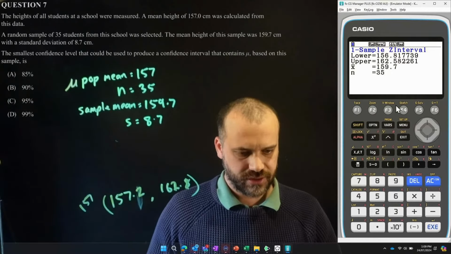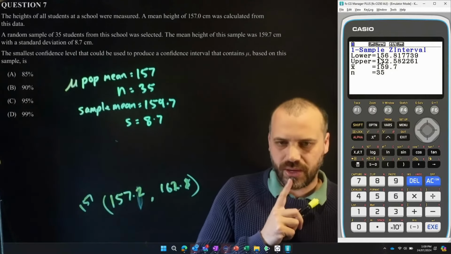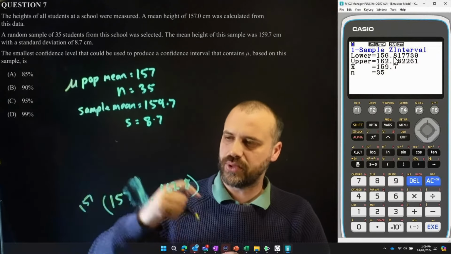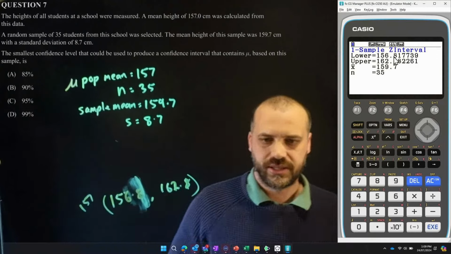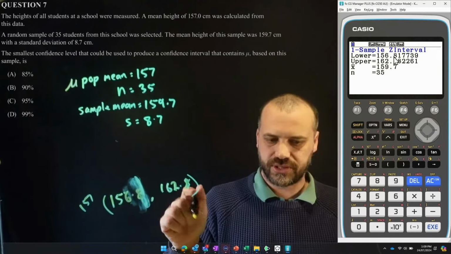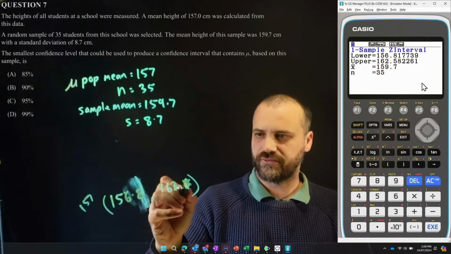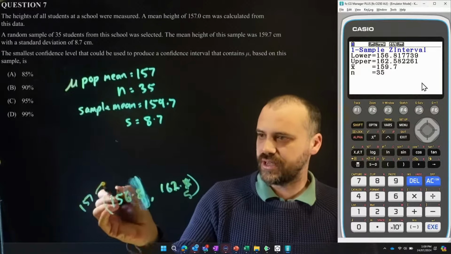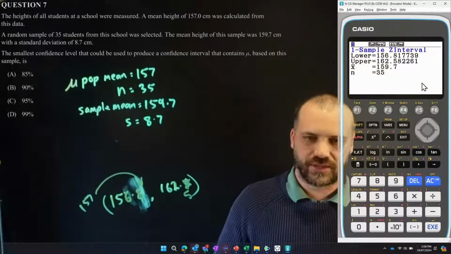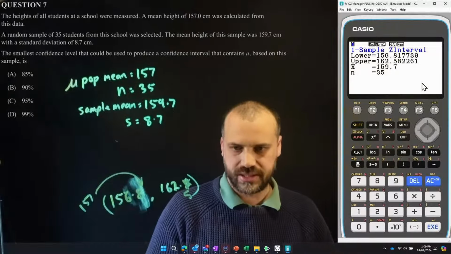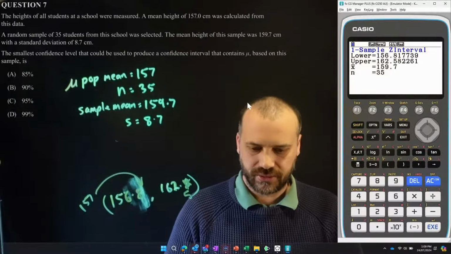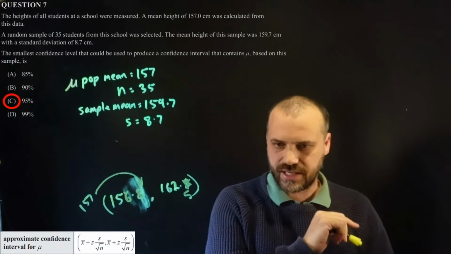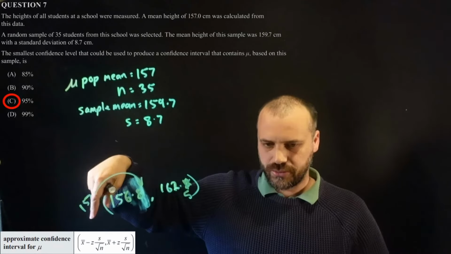Execute that. And a lower of 156.8, and this one becomes 162.5 now. Does this confidence interval contain 157? Yes, it's sitting right there. So our answer is C.